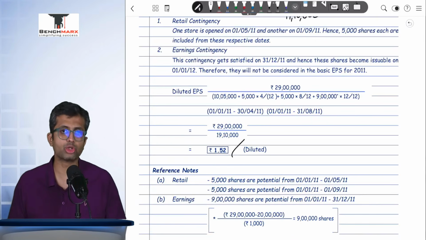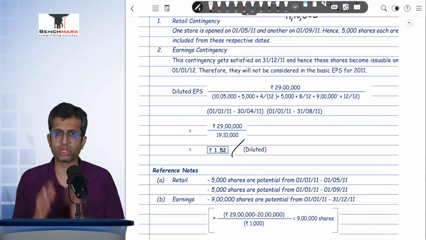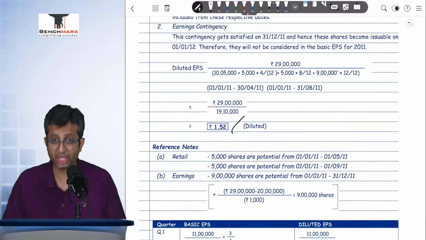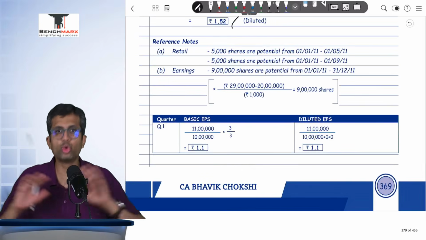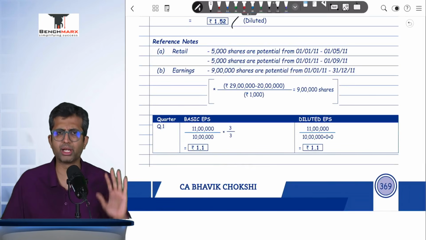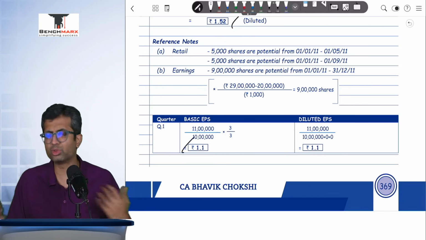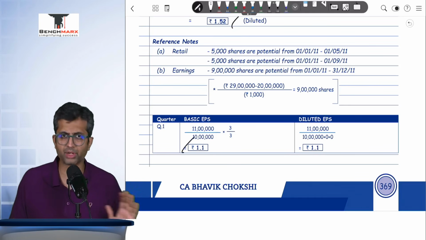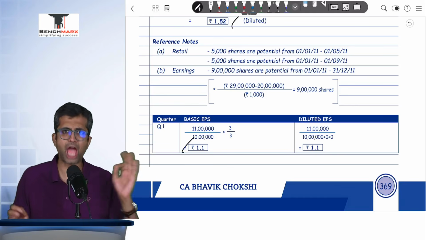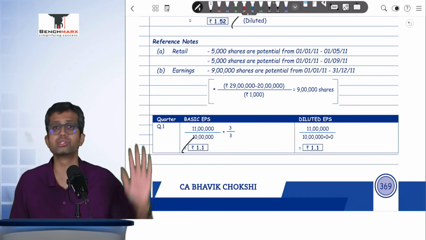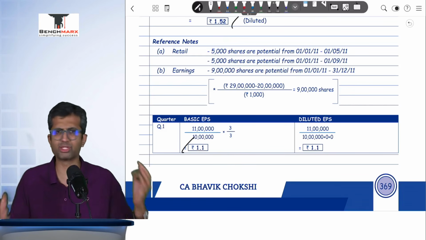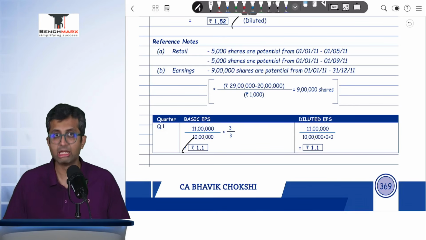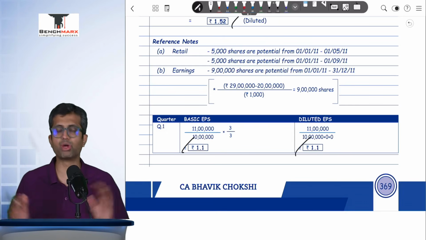Now, this is done on an annual basis. If I have to do this on a quarterly basis, I'll discretely look at each quarter. Like in the first quarter, the income is around 11 lakhs. If I were to find basic EPS, no new shares were actually issued. 11 lakhs divided by 10 lakhs, that is 1.1. But when I look at diluted EPS, if the current period were to be the end of contingency, are any sites opened? No. And hence, are any shares issuable under retail contingency? No. Further, the profits till the current period are around 11 lakhs and based on that, no new shares would be issued if the current period were to be the end of contingency, and hence there will be the same 1.1 in diluted.